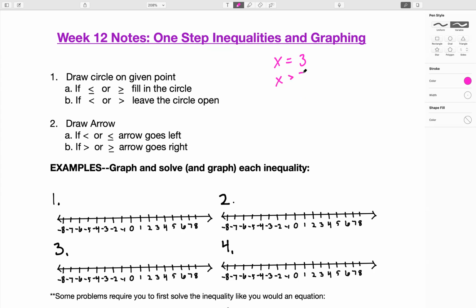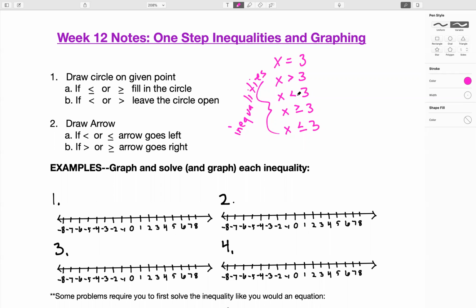X is greater than 3, or x is less than 3. Or x is greater than or equal to 3, or x is less than or equal to 3. These right here are all called inequalities, meaning the value is not equal to the variable. The variable is actually an infinite number of values less than or greater than this value right here.